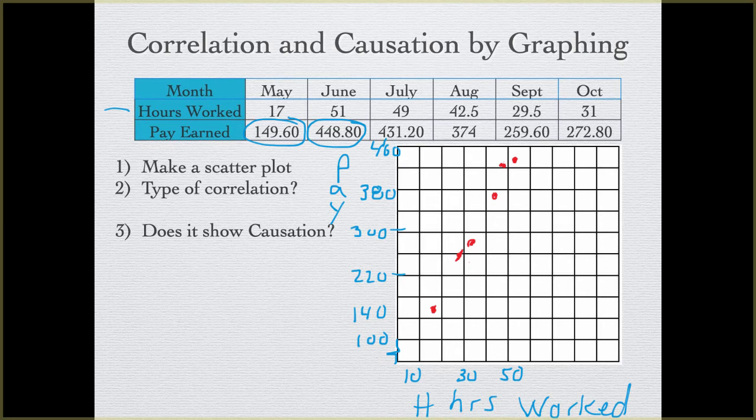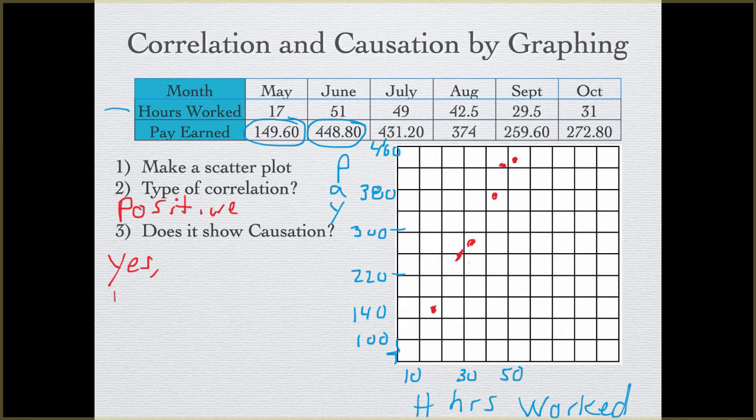Then it asks us what type of correlation we have. And again, we have a positive correlation. If I draw a line of fit, it will have a slope that is positive. And then it says in this one, does this show causation? Do the number of hours you work cause your pay to go up? And if you look at this, just thinking about it, yes, it does. In this situation, it does.